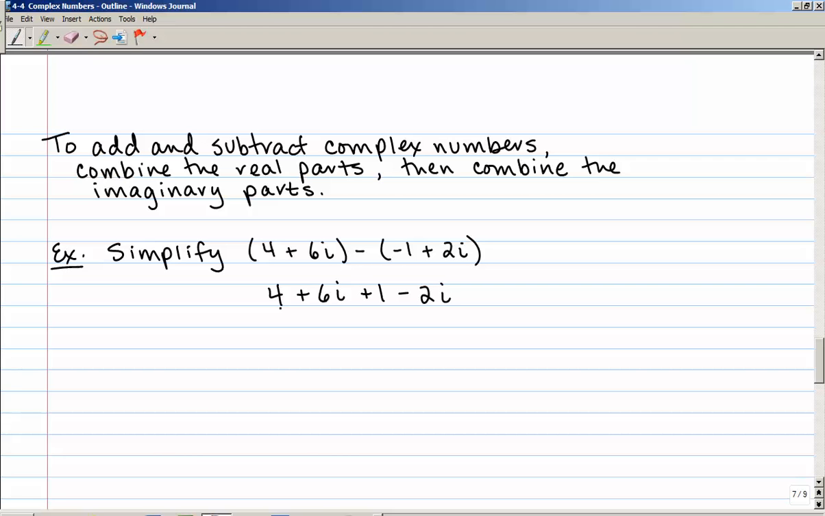Now I'm going to combine my real parts, which are 4 and 1, which gives me a 5. And then my imaginary parts, which are a positive 6i and a negative 2i, which is 4i. And that's it. So again, just recognize what are the real parts, what are the imaginary parts, and combine those. And notice that we always write the complex number with the real part first, followed by the imaginary part.